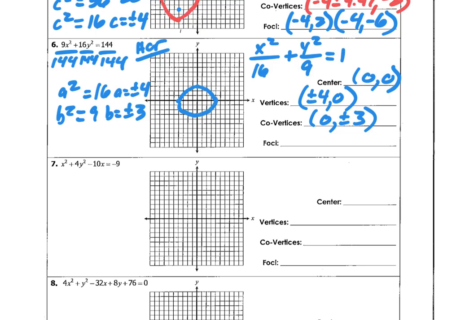There's our ellipse. And then to finish this one out, c squared equals 16 minus 9. So we would get plus or minus 2.65. And that's going to be on our x-axis. Be right there.